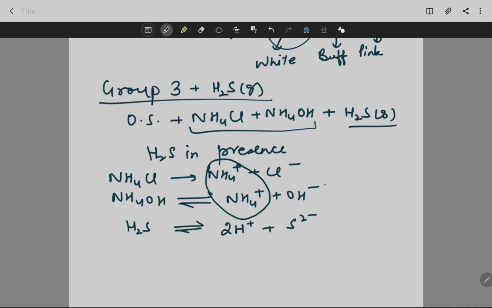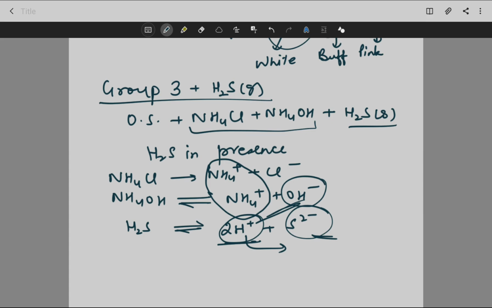Now these hydroxide ions formed here will be combining with the hydrogen ion formed here to form water. And what are we left with now? That is sulfide. Now when this hydrogen ion is removed from here, then the sulfide ion will be formed in excess, and that is how the sulfides will be precipitated, or you can say the concentration of H2S will ionize more because this is being removed by combining with hydroxide. So that's how its dissociation will increase, and that's how the group 4 radicals will be precipitated as their sulfides.